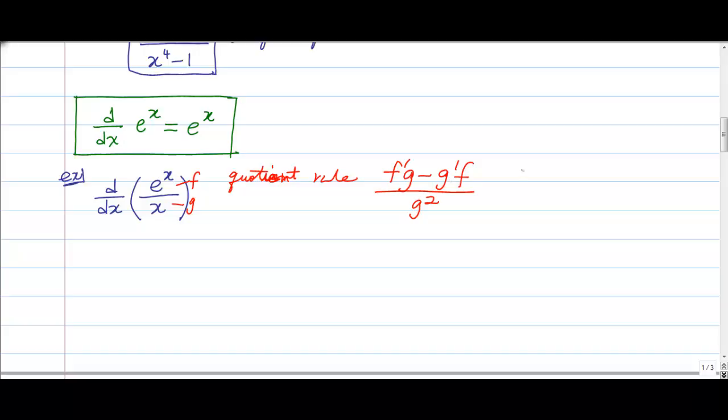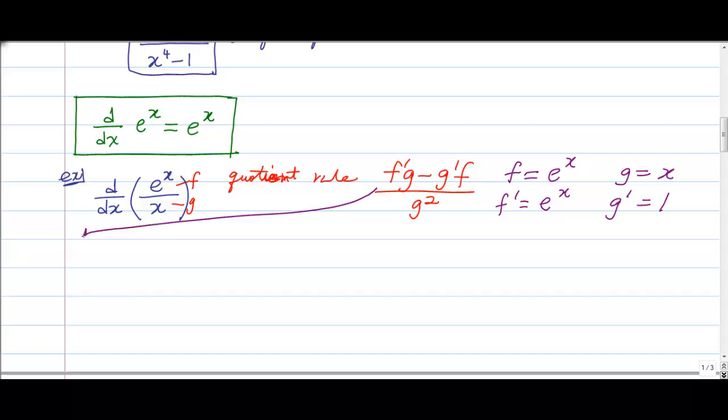Okay, so let's write down our pieces. Let's start with f. F is e to the x, the derivative of e to the x is e to the x, g is x, that's the denominator, and the derivative of that is 1. Okay, so now I'm going to write f prime. F prime is e to the x times g, which is 1, that's lovely, minus g prime, oh, I made a mistake already, so you have to be careful doing it.